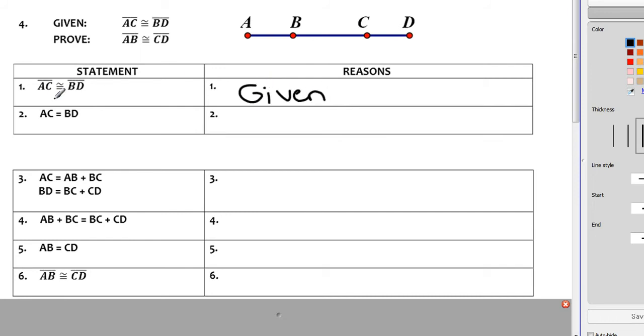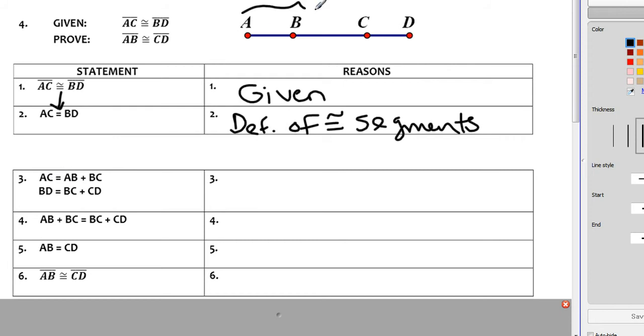And then just like the last example, everything stayed the same except for the AC lost its segment bar and BD lost its segment bar, and the congruent sign turned into an equal sign. So that's the definition of congruent segments. Okay, and sorry it looks a little funky here. There were some problems when I converted it to the smart file. But the next one, number 3, we have AC. The whole length of AC is made up of AB plus BC. And we know now that that is segment addition postulate. BD here is equal to BC plus CD. That is the segment addition postulate.